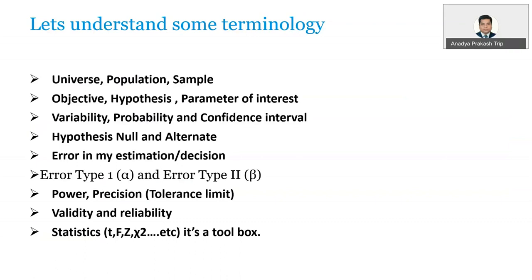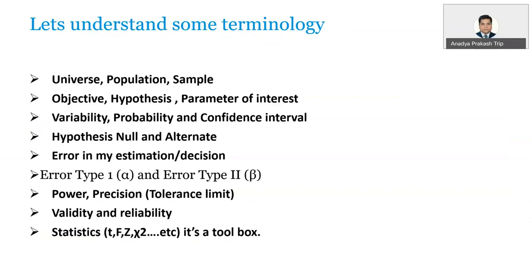In the whole decision process, two types of error happen. We will discuss it in a later slide. Power, precision and tolerance limit. This is very important in sample size calculation. How much power do you want? Power is basically the ability to take a correct decision, from a manufacturer's point of view, a sponsor's point of view. So if your drug is working, you must show it is working in your sample, in your research. That ability is the power. So you have to decide how much power you want.